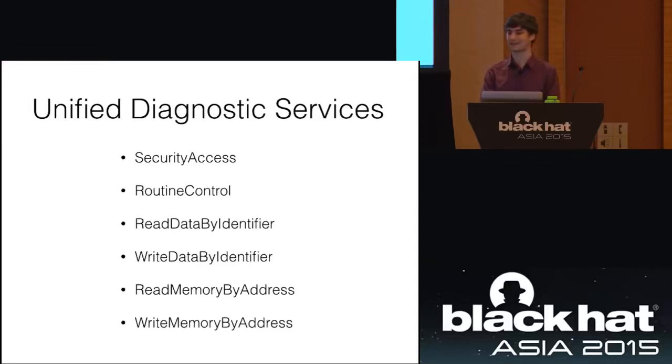And what kind of services are we talking about? They're unified diagnostic services, but this is a short list. There's actually something like 30 of them. These are some of the cooler ones, I think. So security access we'll talk about a bit, but this lets them provide a basic level of security. It's really basic, and we'll show that it's broken. It's been shown to be broken a few times.